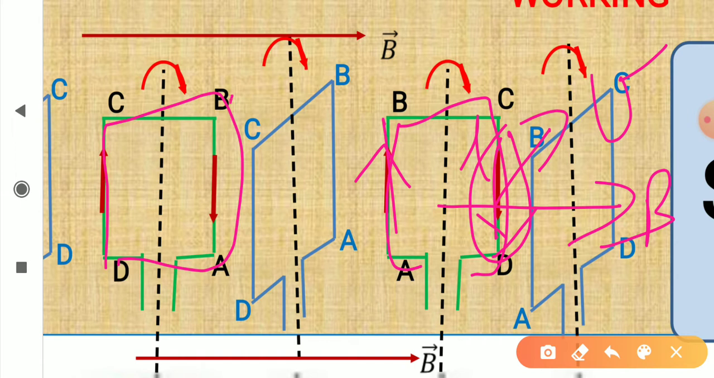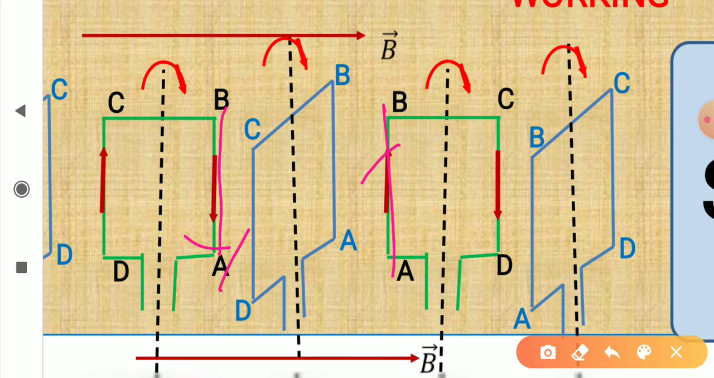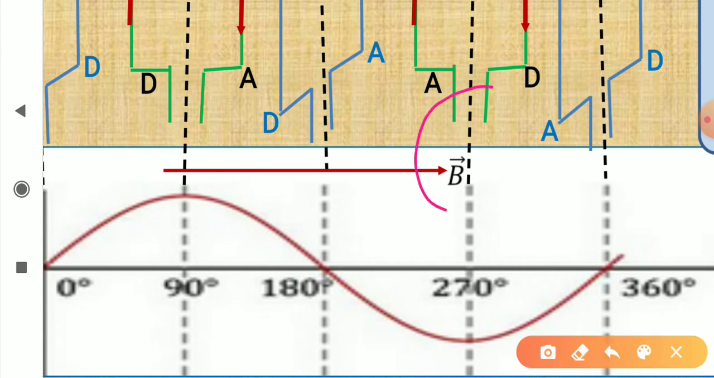Initially it was going from B to A, now it is going from A to B, reverse. It was going from D to C, now it is from C to D. So the direction of current is reversed, and the induced EMF is maximum in this situation when velocity, magnetic field, and length of conductor are mutually perpendicular. So you get induced current and induced EMF in opposite direction and maximum.